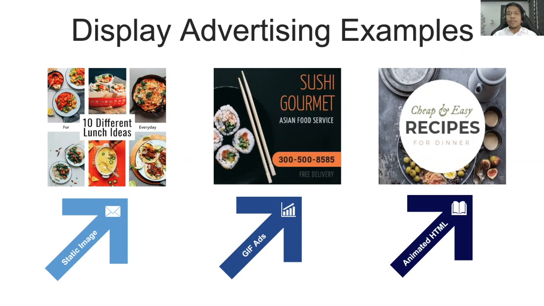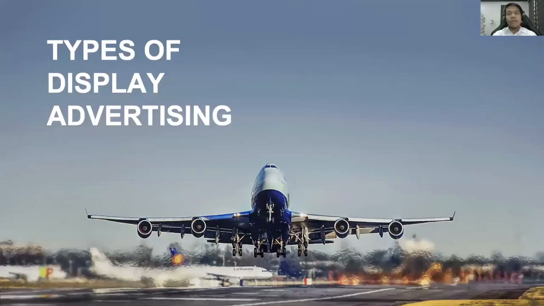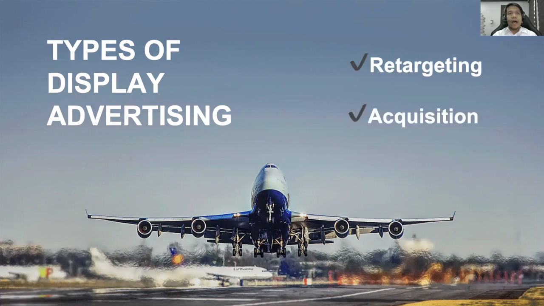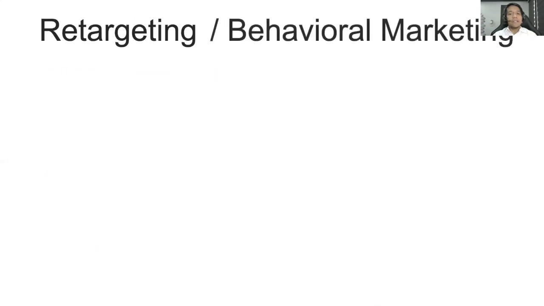And if you make sure that your final product is kept within the guidelines, you won't have any problems using the banner. Based on the role display ads fulfill, there are three main types of display advertising: retargeting, acquisition, and brand awareness. But regardless of the platform you are running your display ads on, these three main campaign types are almost the same. Retargeting is also called behavioral marketing.